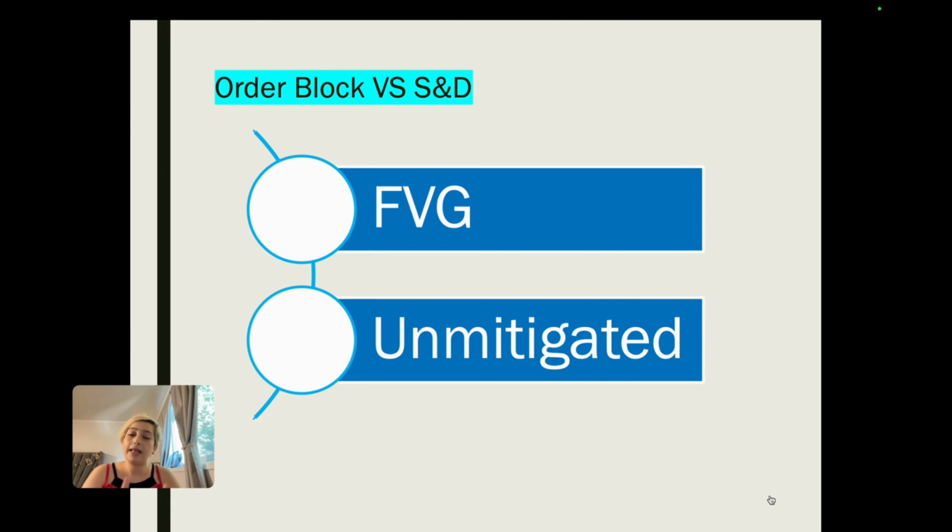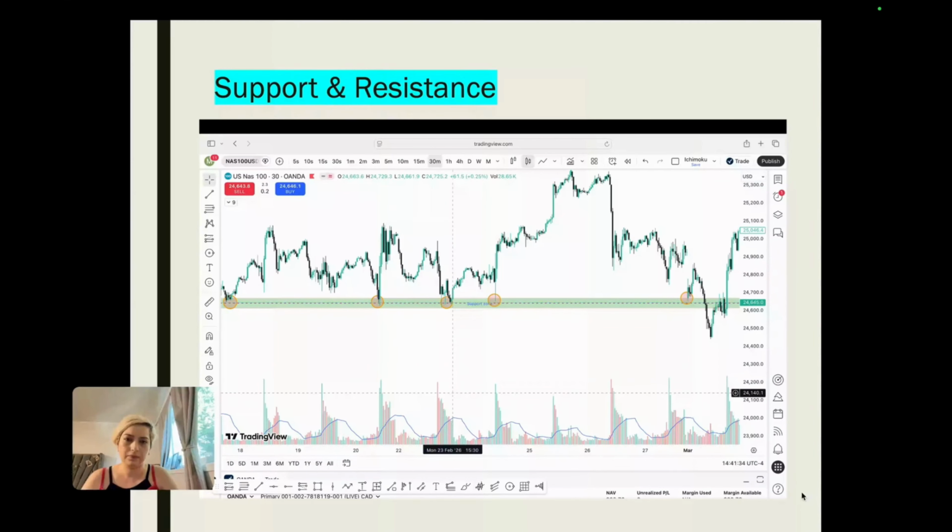Order blocks must have a fair value gap and they must remain unmitigated. Without the clear institutional imbalance, the level cannot be considered a true order block. Supply and demand zones, however, may or may not have a fair value gap. They can also be mitigated and still remain valid, but with every touch, they lose strength.